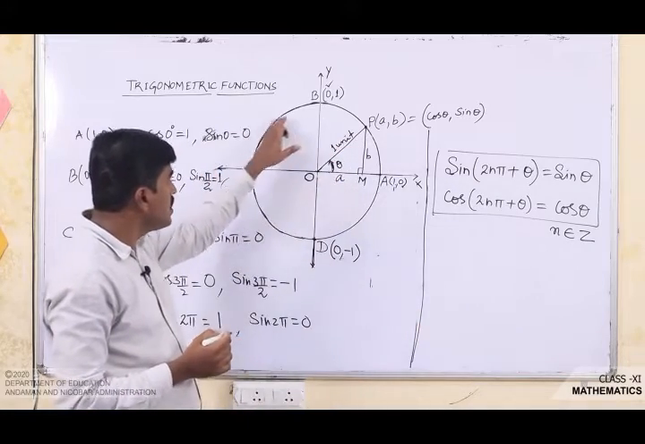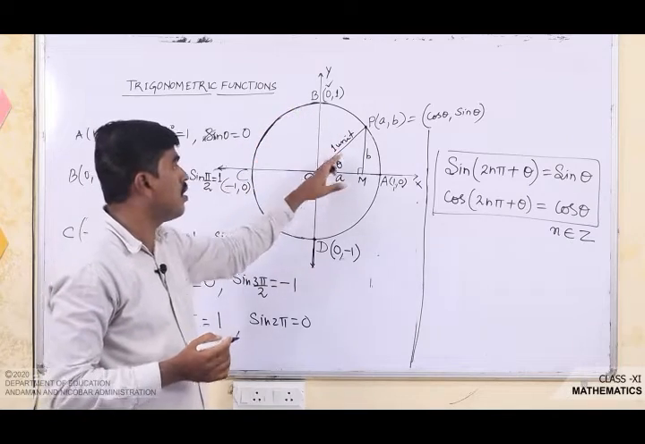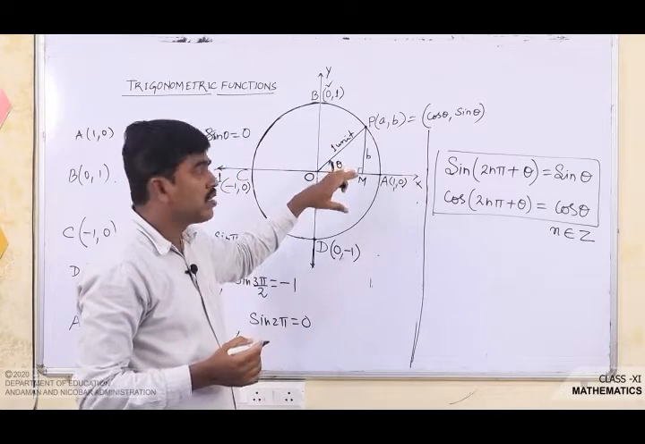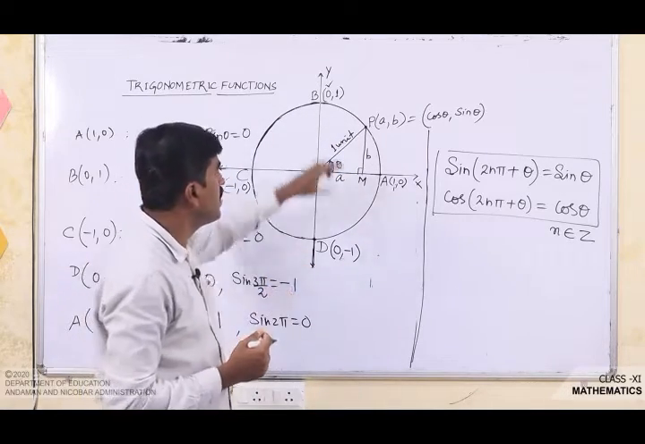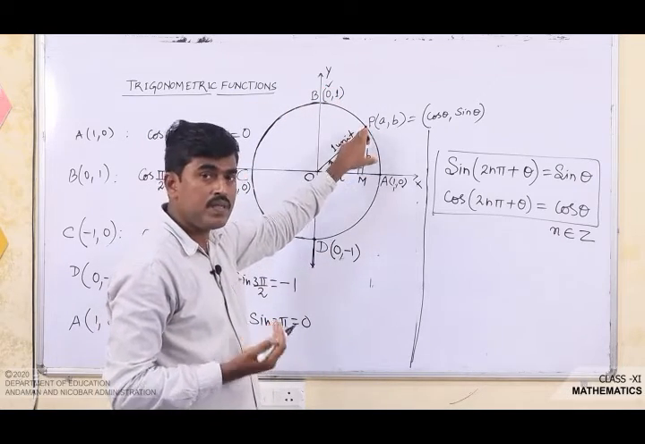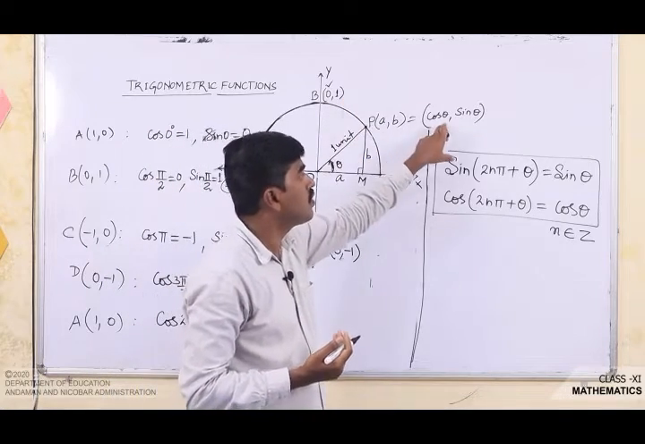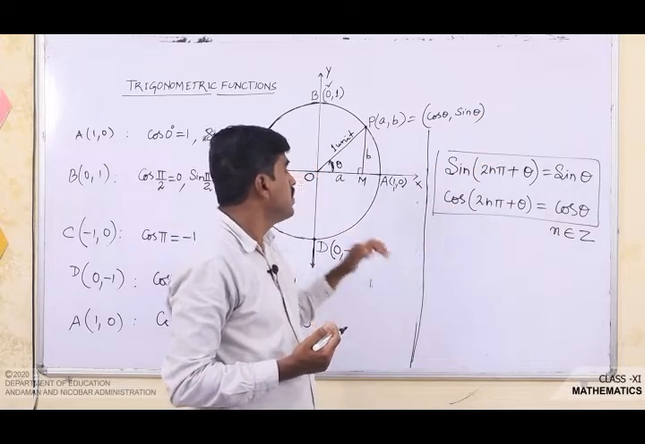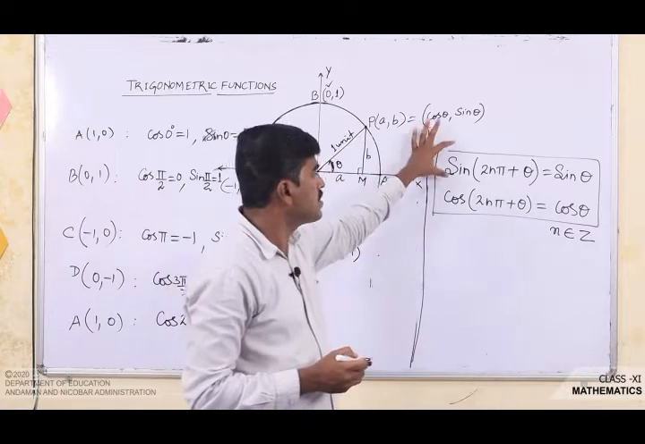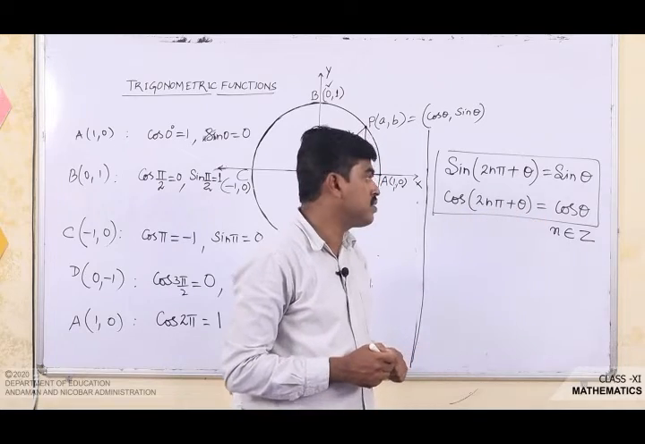That means if theta is increasing or decreasing, if we rotate this anti-clockwise or clockwise, after one complete revolution the values of sine and cosine are going to repeat. That means if we start with this point P and come back to the same point, then the value of AB, which is cos theta, sin theta, will be repeated after every interval of 2 pi. Okay. So we will get sin of 2n pi plus theta is equal to sin theta, and cos of 2n pi plus theta is equal to cos theta.